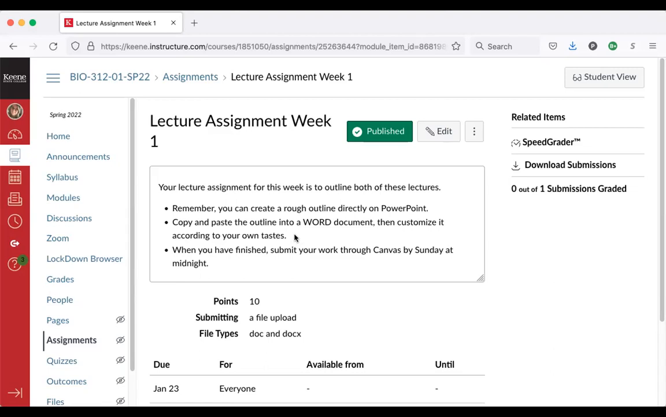If you are submitting handwritten outlines, what you're going to want to do is take pictures of those outlines, try to get them as clear as possible, please, and then insert them into a Word document. Remember, you have access to Microsoft Office from the Keene State website, and you can open up Word from there. And you can create whatever documents you want in there. And then you'll just submit your document through Canvas. And I'm just looking to have those in by Sunday at midnight.